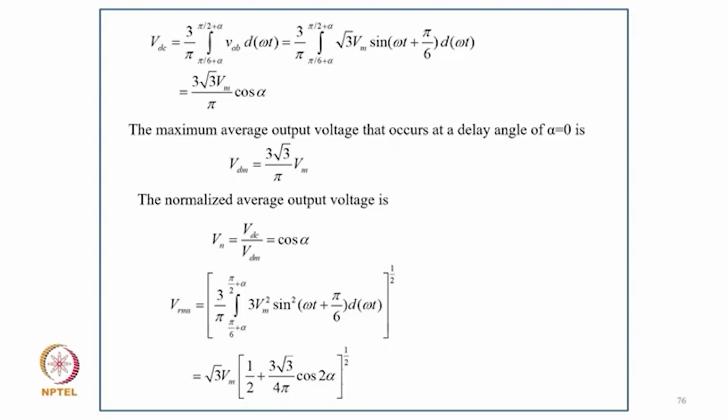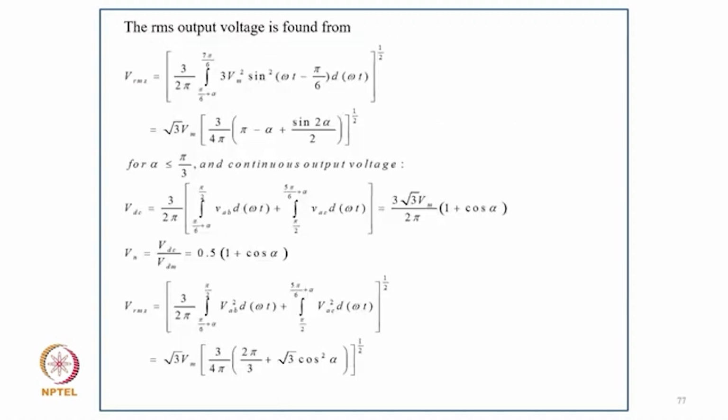becomes cos alpha. And Vrms equals, in bracket, 3 upon pi integral from pi by 6 plus alpha to pi by 2 plus alpha of 3 Vm square sin square omega t plus pi by 6 d omega t to power half, and that becomes equal to 3 root 3 Vm in bracket half plus 3 root 3 upon 4 pi cos 2 alpha to power half. For resistive load, the RMS voltage Vrms equals in bracket 3 upon 4 pi integral up to 7 pi by 6 of 3 Vm square sin omega t to power half, and that becomes 3 root 3 Vm in bracket 3 upon pi minus alpha plus sin 2 alpha by 2 to power half.